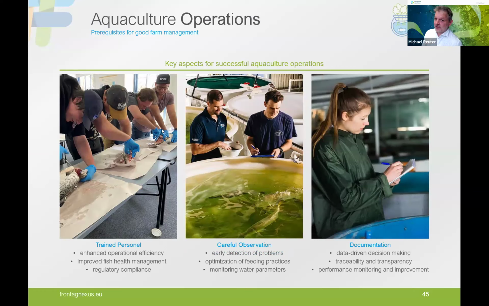Key aspects for successful aquaculture operations. We already had that in a couple of webinars before. Very important is trained personnel, careful observation and documentation of everything that we observe, so that we can have data-driven decision-making, traceability, transparency, and performance monitoring of our system, so that we can improve over time. And also careful observation so that we can detect problems early, optimize our feeding practices, and monitor water parameters.